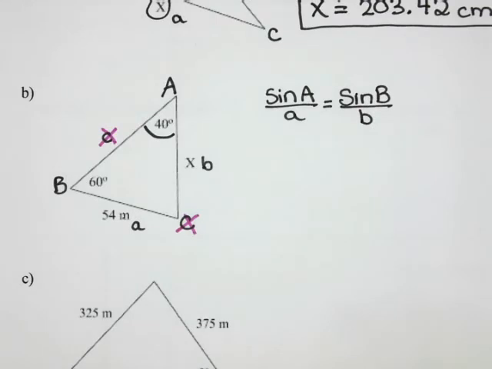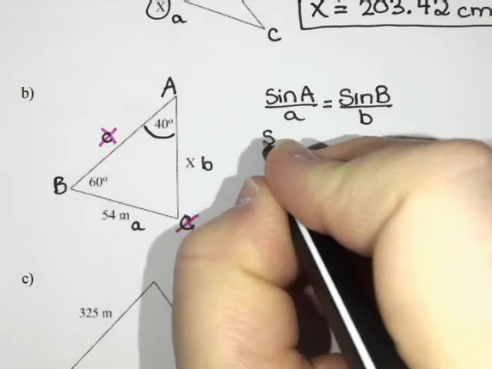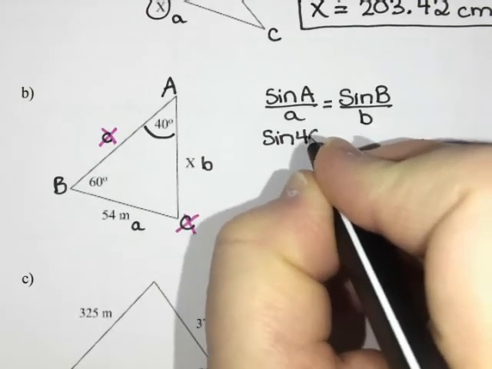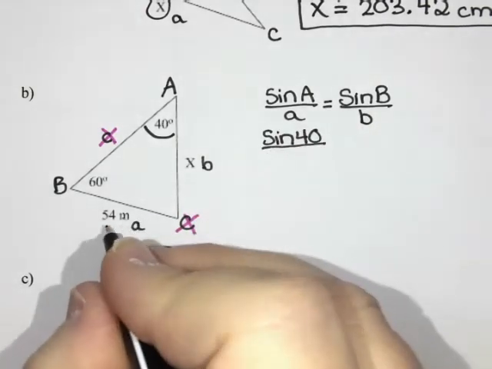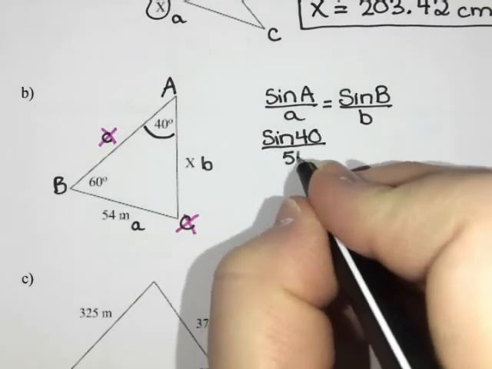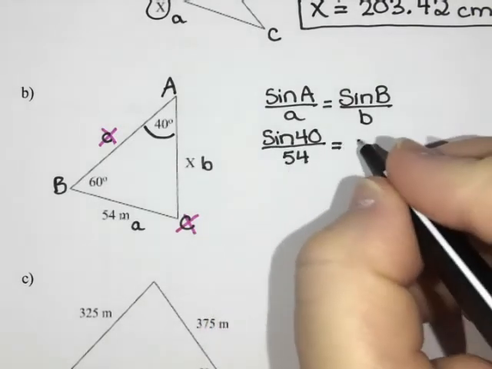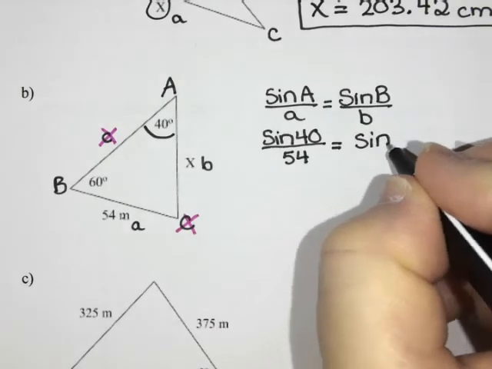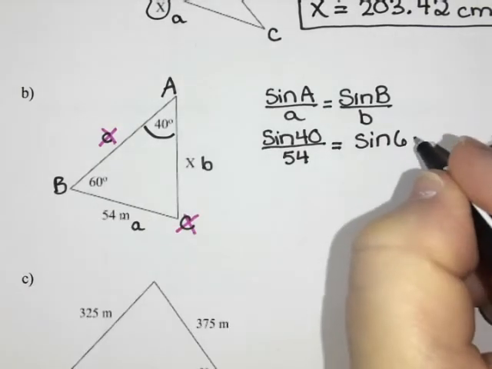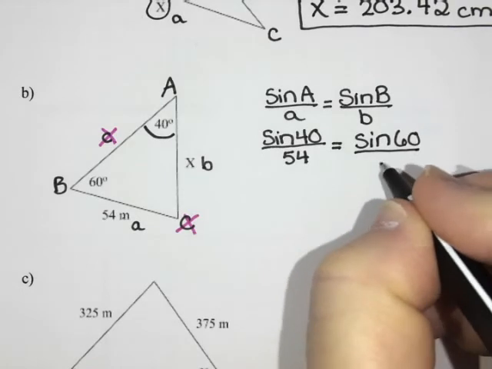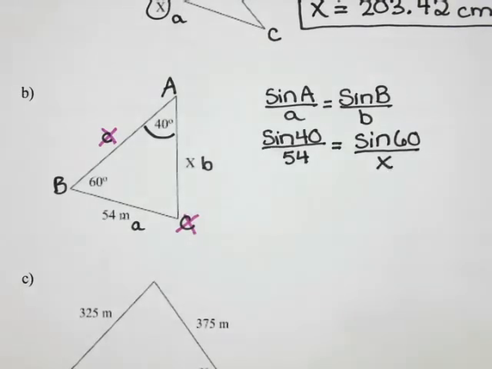And then we're going to substitute in all the things we know. So angle A is 40. So I have sine of 40 divided by side A, which is 54. And then that equals sine of angle B, which is 60, divided by side B, which is x.